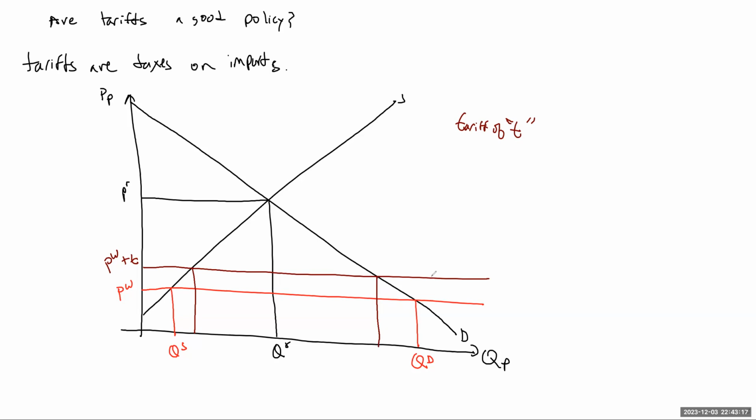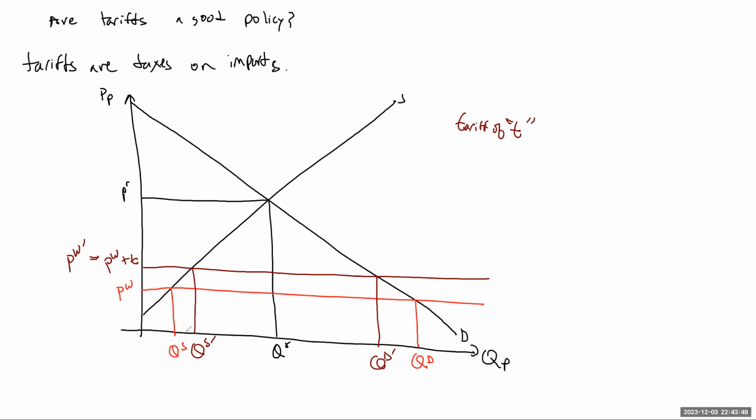But guess what? If imported pizza are being sold at a higher price, then what do you think domestic producers are going to do? Do you think they're going to sell at just PW? No, they're going to raise their price up to the world price plus T. We'll call this PW prime. Everybody's going to sell pizza at PW prime.